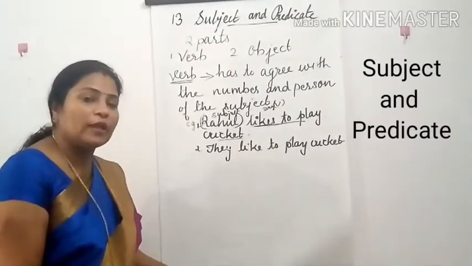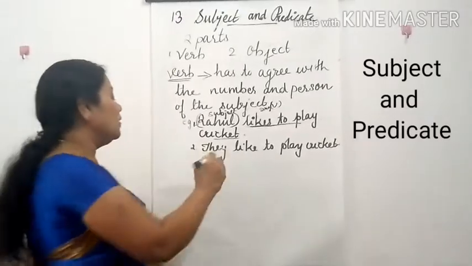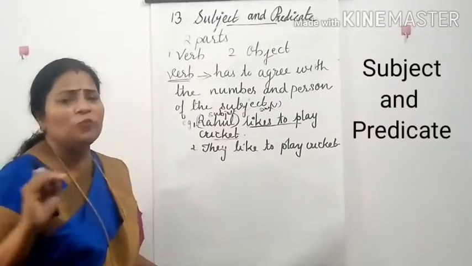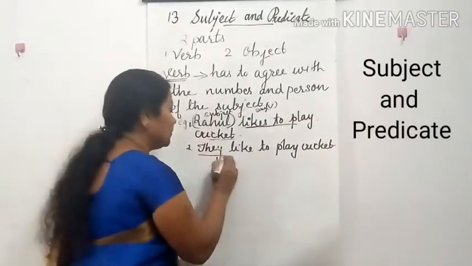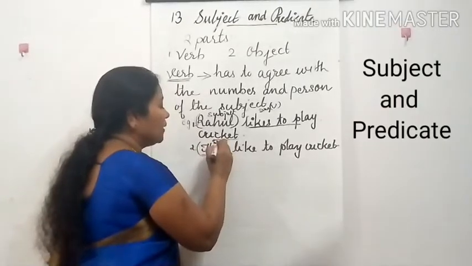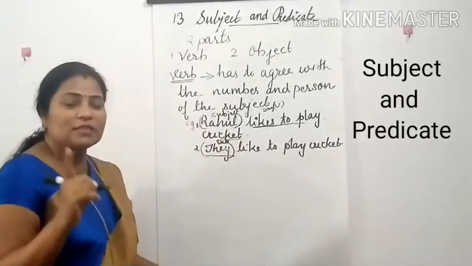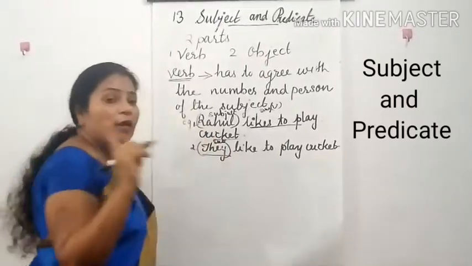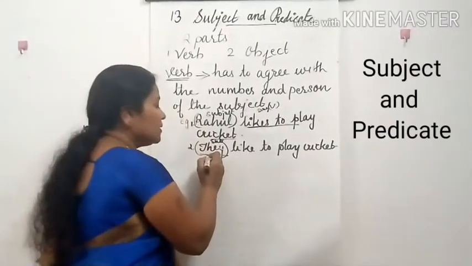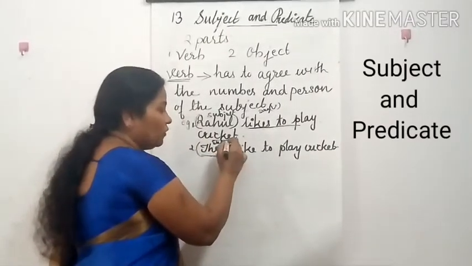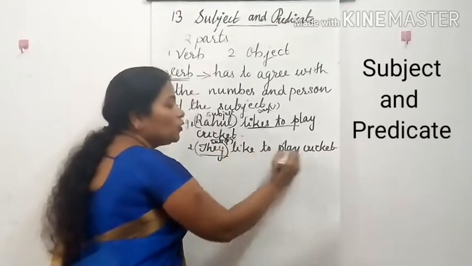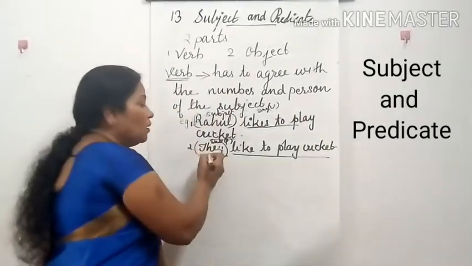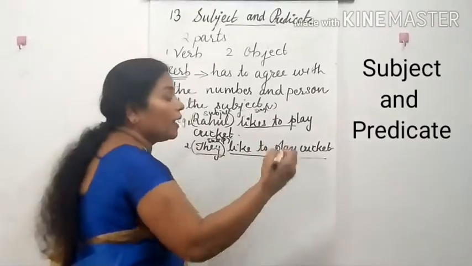If the subject is plural, then the verb should also be plural. For example here, they like to play cricket. Which is the subject over here? About whom are we talking? They. So they becomes our subject, and is it singular or plural? It is plural, right? It is the third person plural. And like to play cricket becomes our predicate. We are saying that they like to play cricket.